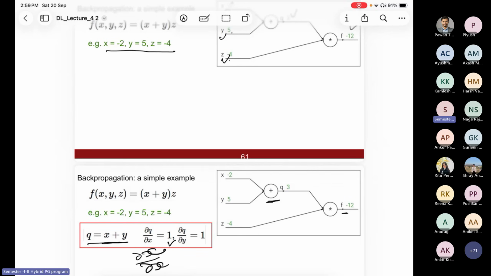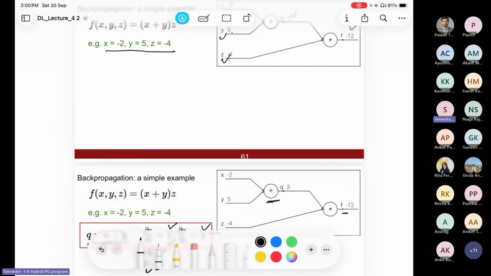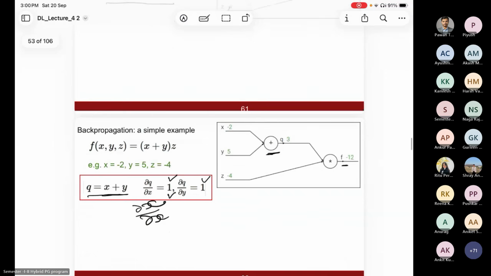So del q by del x will give you 1, and del q by del y will also give you 1. This is very standard 10th standard mathematics. So this can be done very easily.